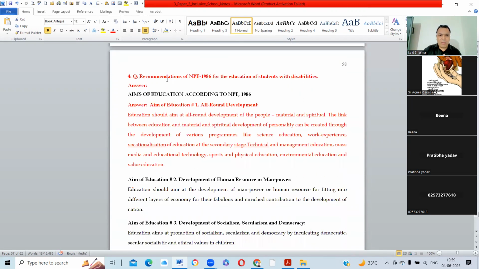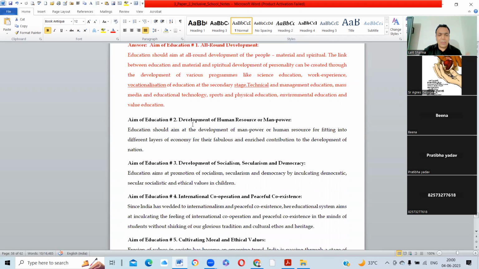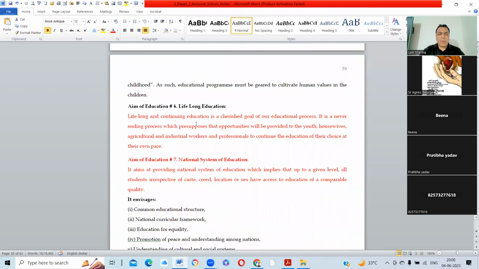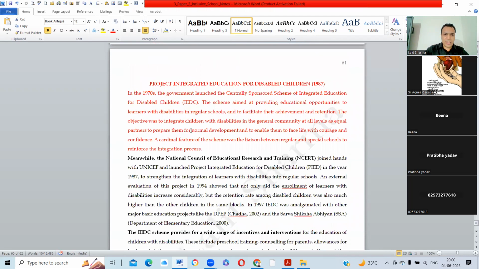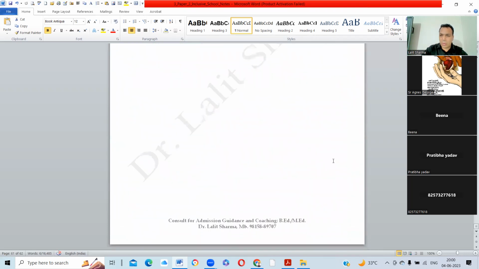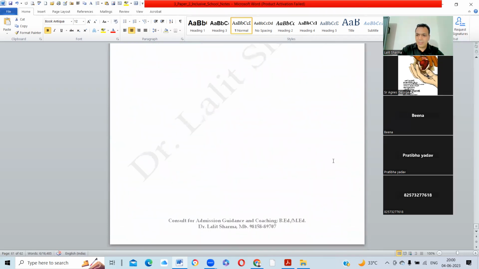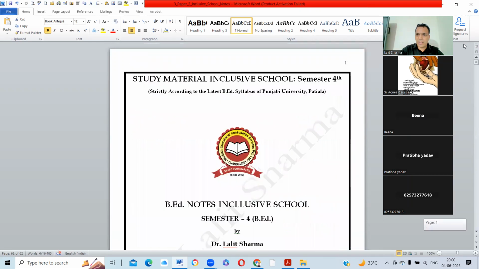Third, right? Fourth, what are the recommendations of NPE for education of students with disabilities? So ये NPE talks about the disabled persons, okay. And last is project integrated education for disabled children 1987, right? So all the 62 pages we have discussed, all last year paper we have discussed.